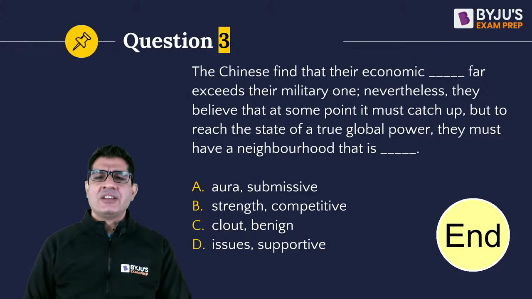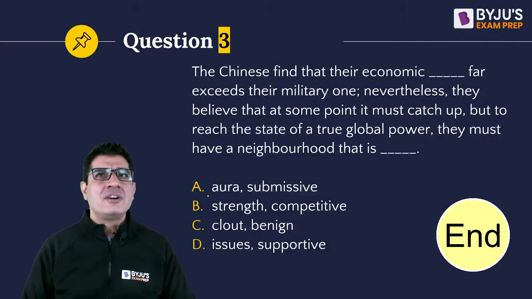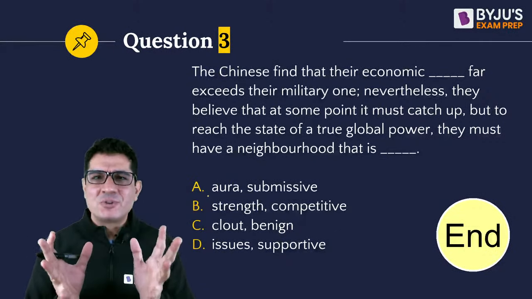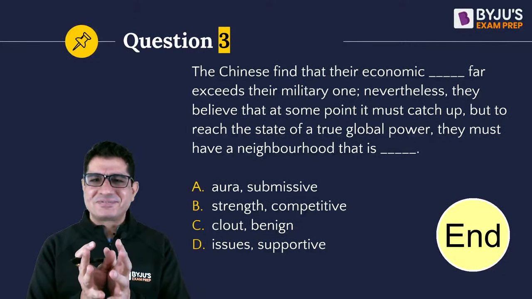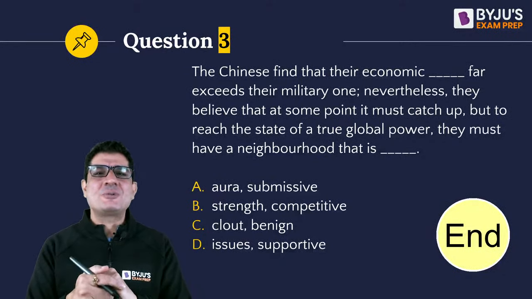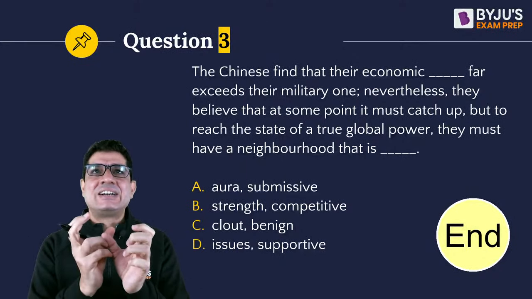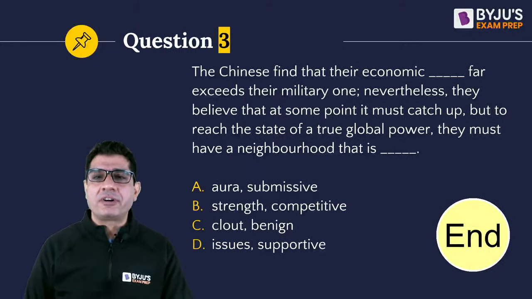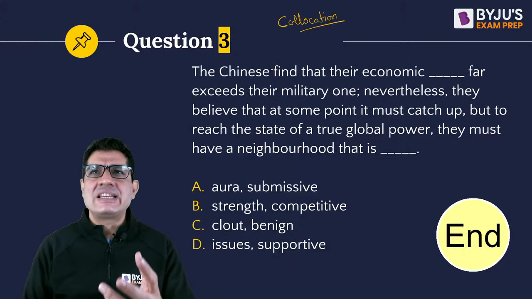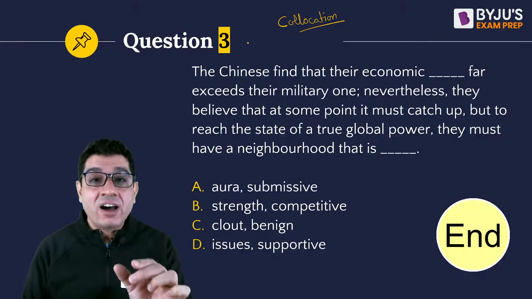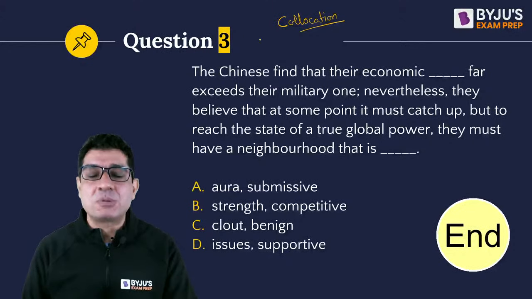Let us see. So let's go blank by blank. The Chinese find that their economic aura far exceeds their military one. Do you have economic aura? You have economic power. But we do not use the word aura for the economic status of a country. So there is this concept in English, it is called collocation. So collocation basically tells us whether two words are used together by the native speakers or not.